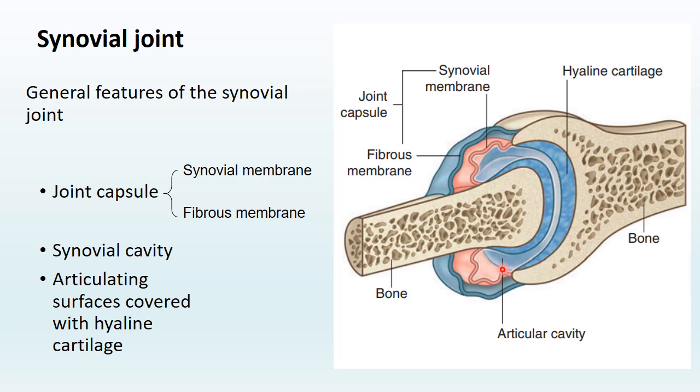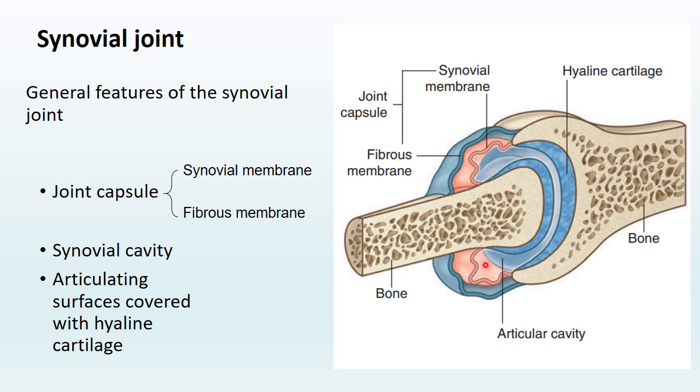Synovial joint is a type of joint at which the articulating surfaces are covered by hyaline cartilage and there is a cavity between the articulating surfaces. It is the most common type of joints in the body, النوع الأكثر شيوعا بالجسم, and is the most movable joint, and they have the widest range of motion for the movement of the body.